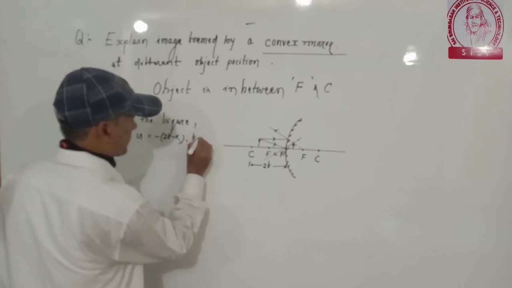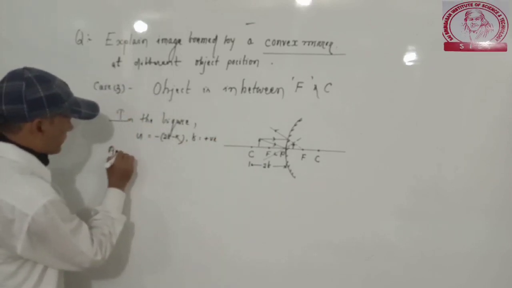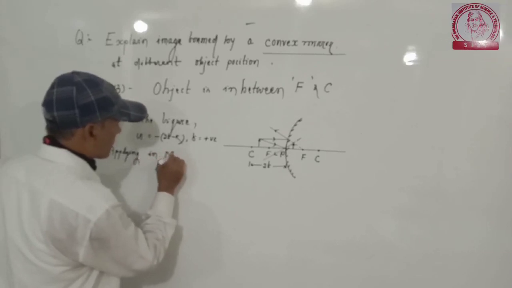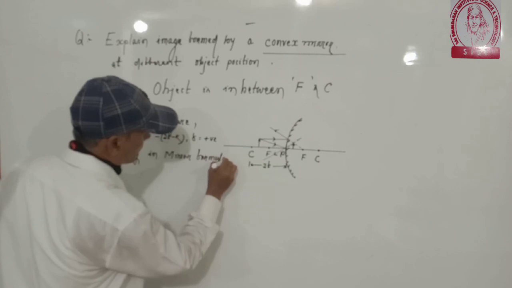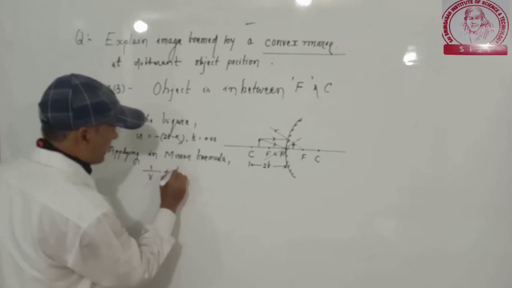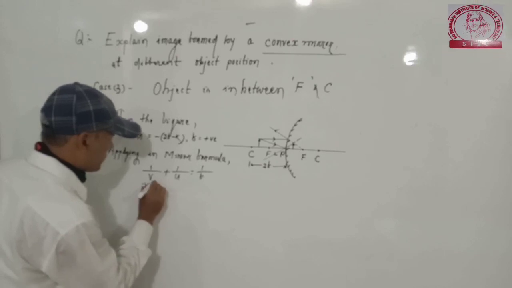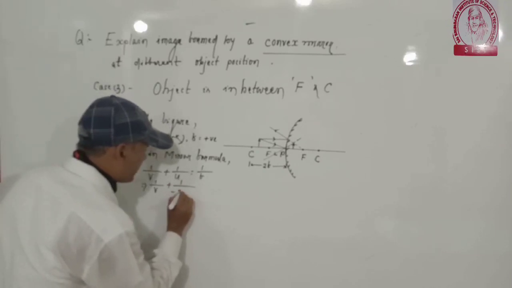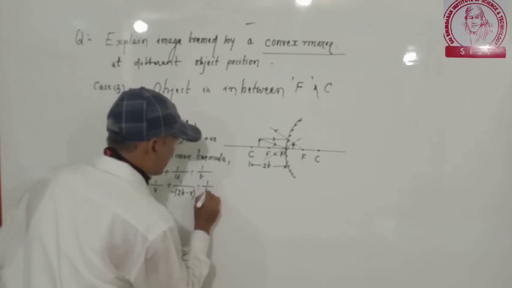F positive, applying mirror formula, 1 by v plus 1 by u is equal to 1 by f implies 1 by v plus 1 by minus 2f minus k is equal to 1 by f. Here f is positive.